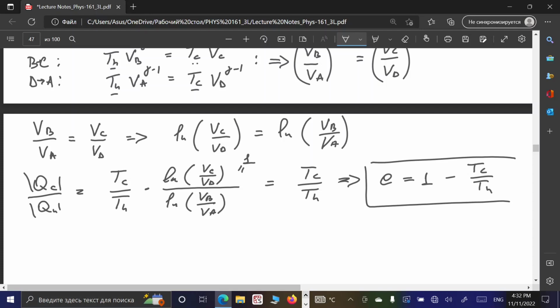And indeed, according to the first Carnot theorem, only two parameters, the temperature of the cold and hot reservoirs, define the performance of the Carnot cycle. So looking at this equation, what suggestions are in order to increase the efficiency of the Carnot cycle?